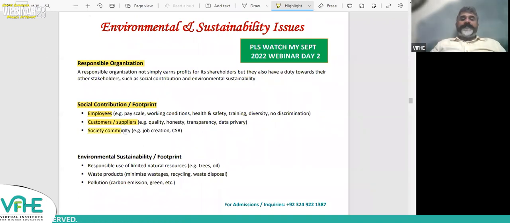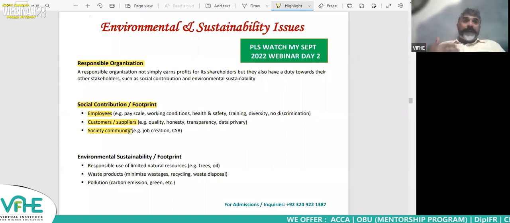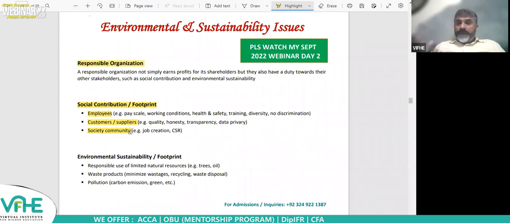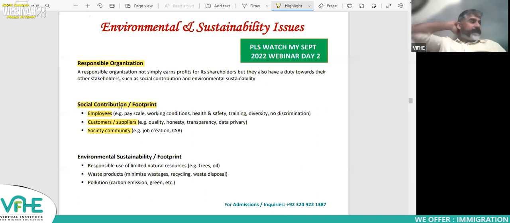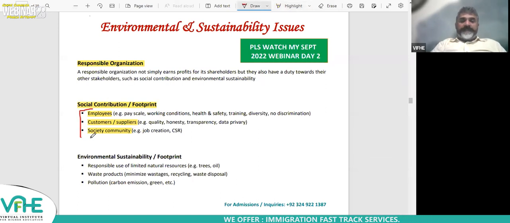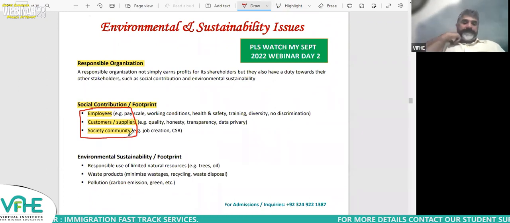We also should care about the society, like doing CSR activities, charitable contribution, creating job opportunities, supporting local industry, trying to buy maximum material, local raw material from local industry in order to support the economy. Understood? So you just need to remember that whenever the question talks about social footprint, social aspect, social contribution, you need to talk about these three things: employees, customers and suppliers, and society at large.